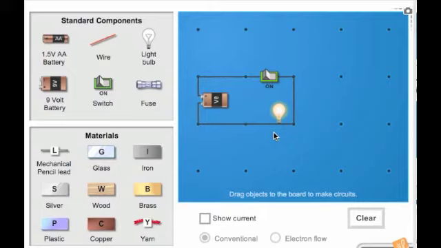We can do the same experiment using a simulation. In addition to the materials we just tested, we can also test glass, brass, lead, silver, and yarn.